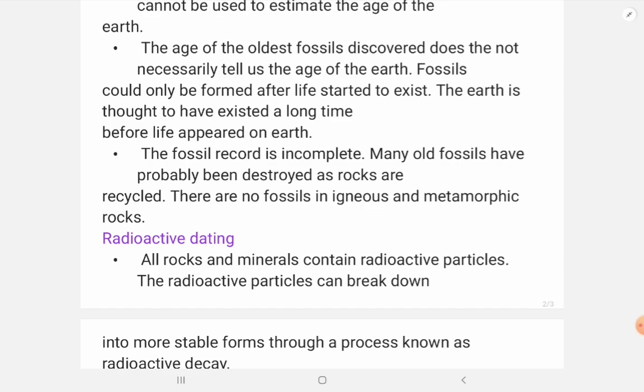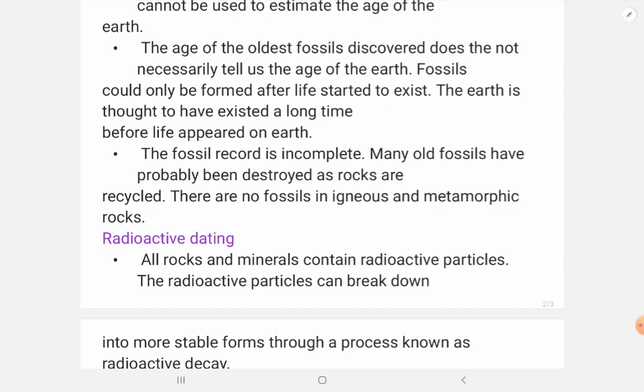Next, what is radioactive dating? All rocks and minerals contain radioactive particles. The radioactive particles can break down into more stable forms through a process known as radioactive decay. Radioactive decay occurs at a constant rate regardless of temperature or climate.